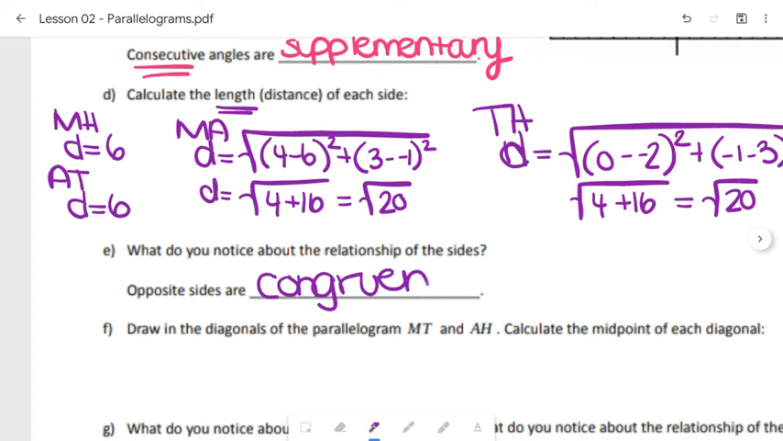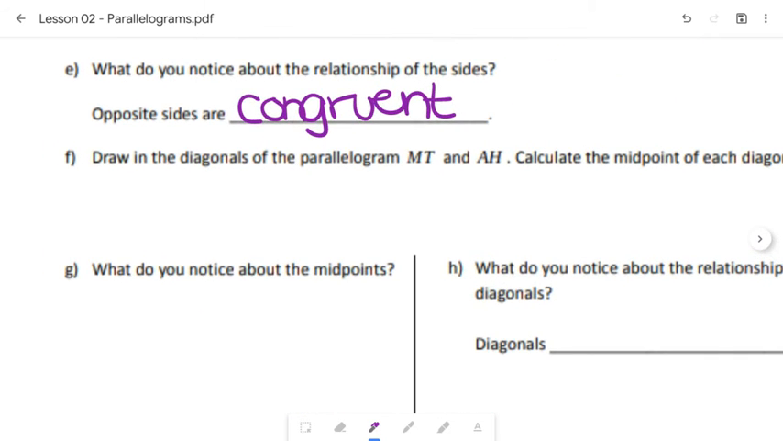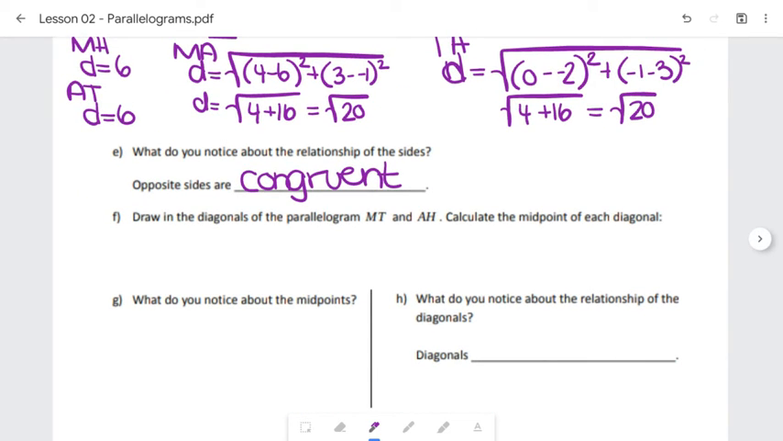I can show that sides are congruent by having equal length, so the distance formula. I could show sides are parallel by slope formula. So right now I know a parallelogram has opposite sides that are both congruent and parallel. Now it says draw the diagonals for the parallelogram.